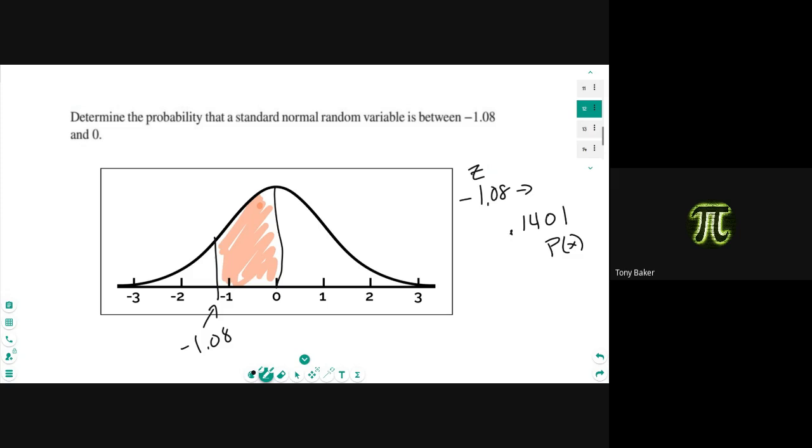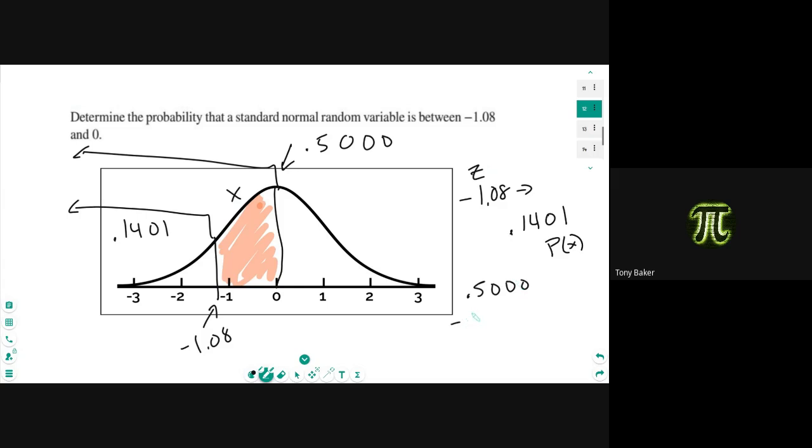You subtract from 0.5. So we find them both. In this case, because you should know the 0 is 0.5, this one right to there is 0.5, and that's from there all the way over to there. And this all the way over to there is 0.1401. I want in the middle here. So we subtract those two numbers, and we get 0.3599. So that would be the space in the middle.